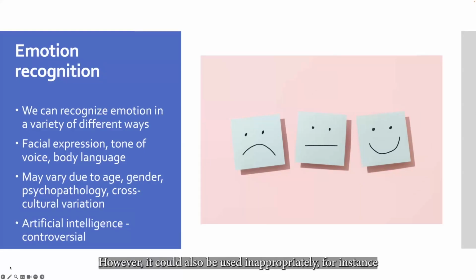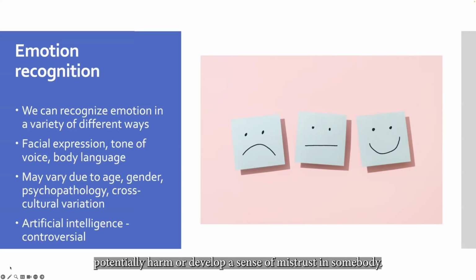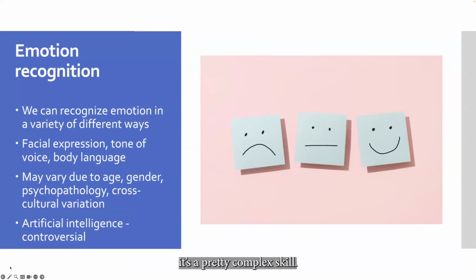However, it could also be used inappropriately, for instance, as some type of lie detector, in a way that's meant to potentially harm or develop a sense of mistrust in somebody. And this generally raises the question of whether emotion recognition by artificial intelligence is actually even possible, because we know that emotion recognition is inherently complex. It's not just what we see and hear, but the context also matters, the history of the individual. So many things go into emotion recognition. It's a pretty complex skill.